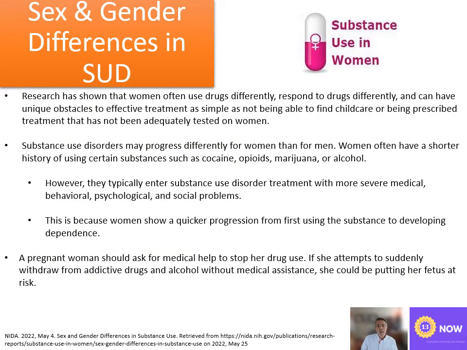We know that women often use and respond to drug use differently and have barriers to effective treatment for their substance use disorders, and those barriers can be as simple as not being able to find childcare or being prescribed treatments that have not been studied or adequately tested on women. Although women often have a shorter history of using drugs like cocaine, opioids, and marijuana, they enter substance use disorder treatment with more severe medical, behavioral, psychological, and social problems.